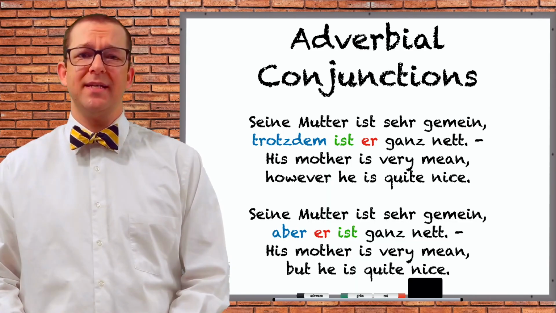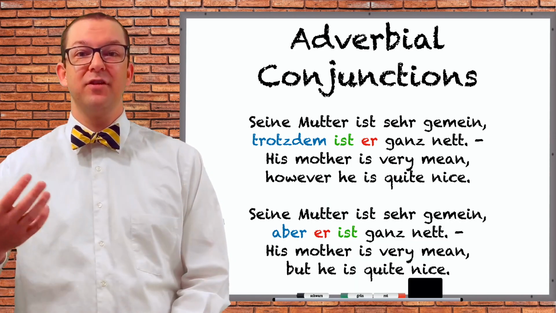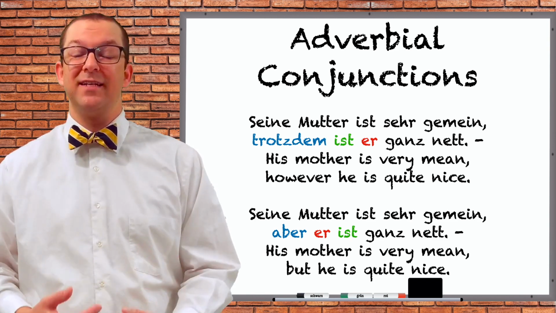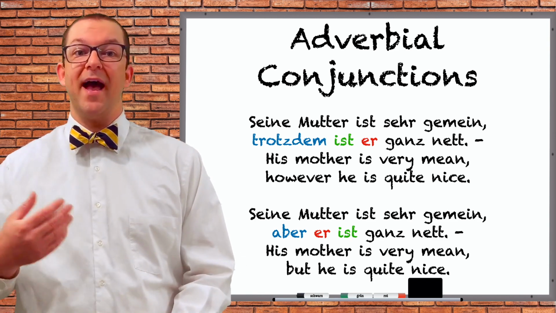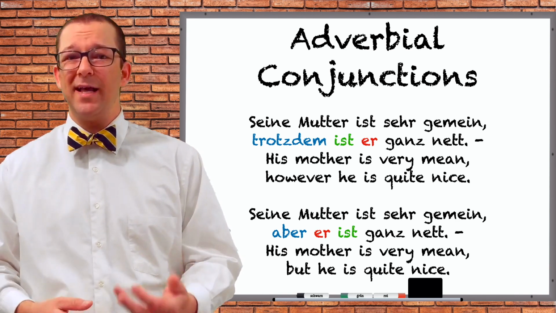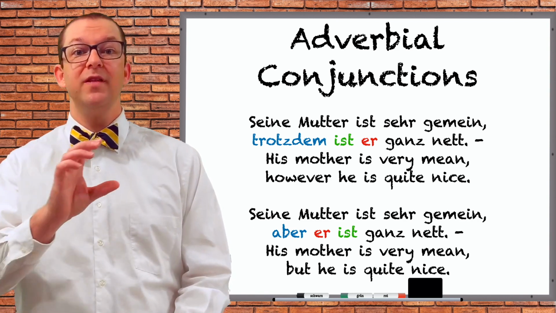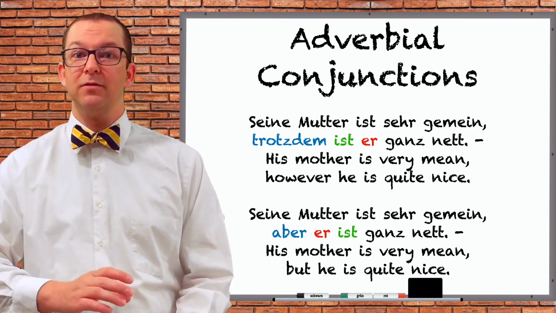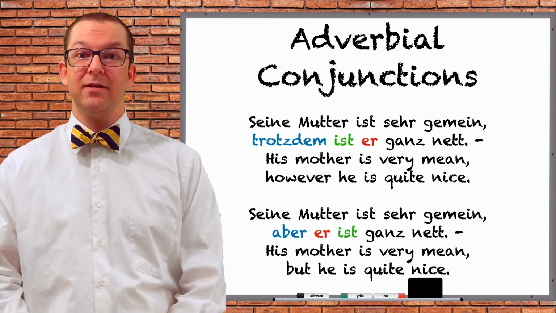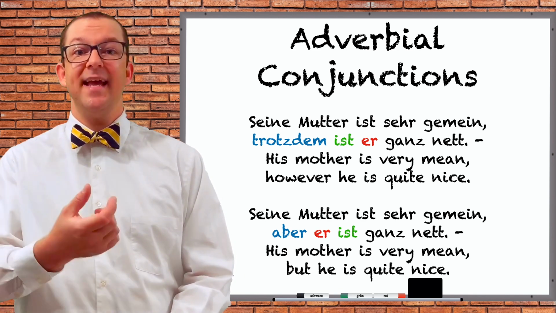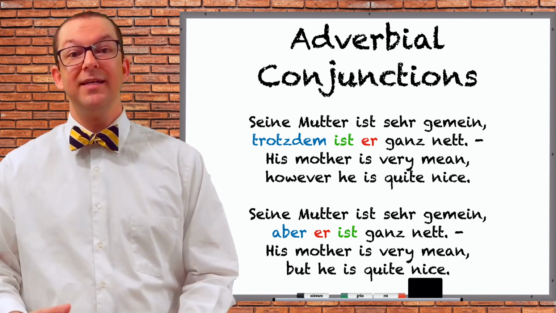The thing you need to pay attention to is the word order after the conjunction. With the coordinating conjunctions, the word order was not affected at all. This would put the verb after but that isn't what happened here. Subordinating conjunctions would require you to move the verb to the end of the sentence or the end of the clause, which is also not what happened here. We simply started the clause with trotzdem and moved our subject to the other side of the verb, ist.